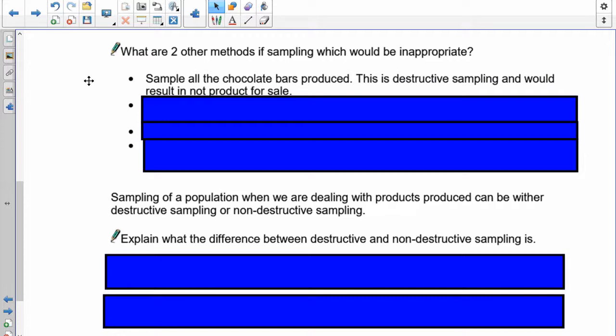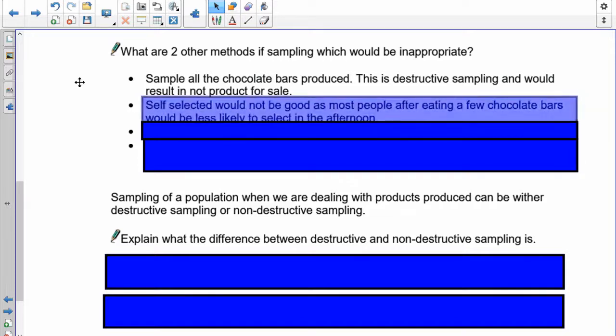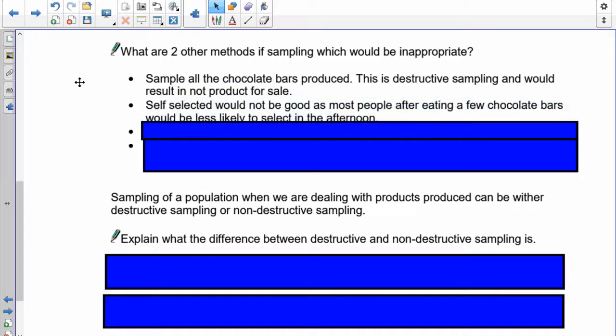Well, this is destructive sampling, and if you had Mr. Jones taking a bite out of every chocolate bar that was produced in that factory, you wouldn't have anything left to sell, unless, of course, you wanted to sell them with the bite taken out. The second one, self-selected. When we look at self-selected, you can't make an announcement and tell the chocolate bars to come forward to be tested. That's not going to work.